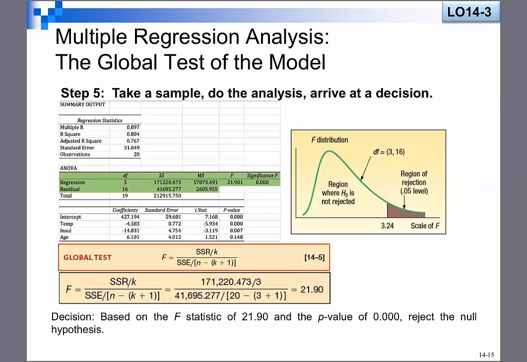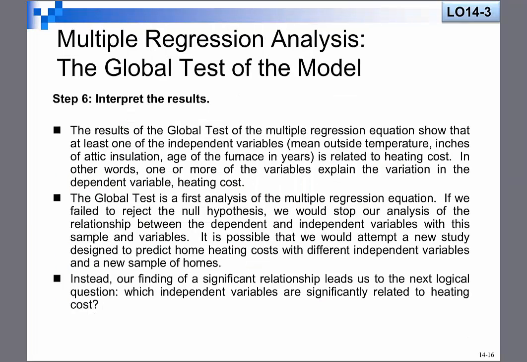All right, so we reject the null hypothesis that all of them are equal to zero, and then we interpret some results here. The interpretation is that the results of the global test of the multiple regression analysis equation show that at least one of them is related to heating cost. At least one of the independent variables is related to heating cost. So we know that at least one of them is not zero. Are all of them not zero? Well, we don't know that.